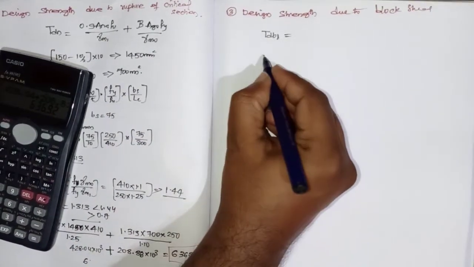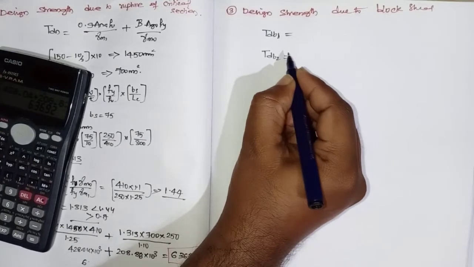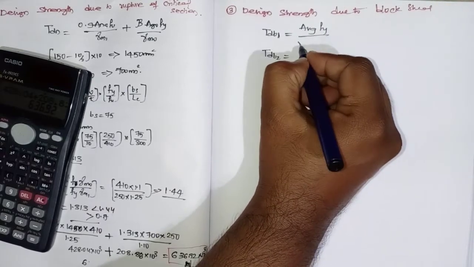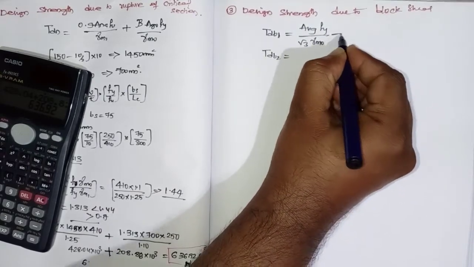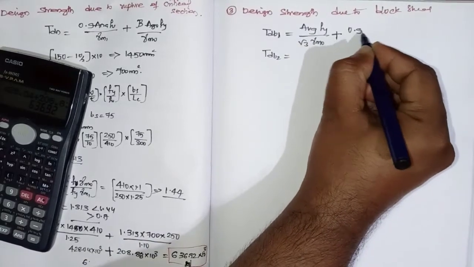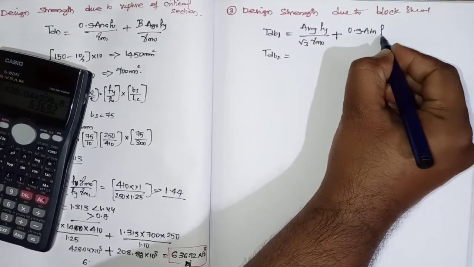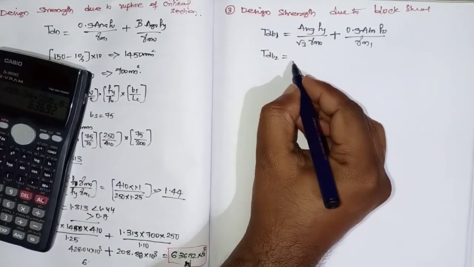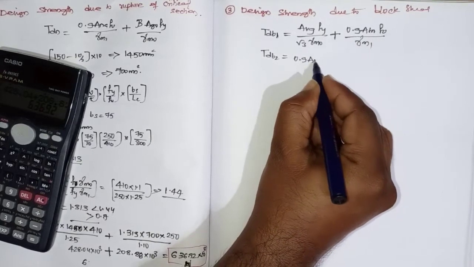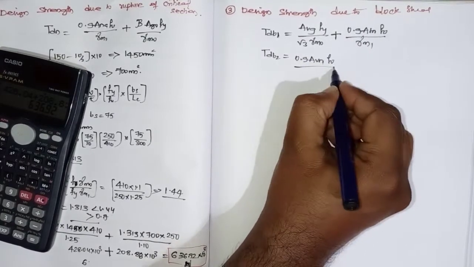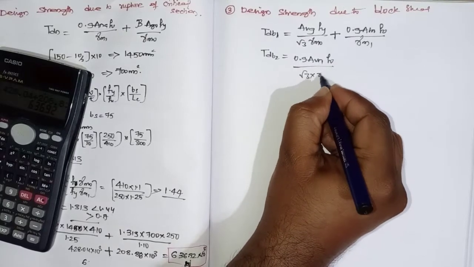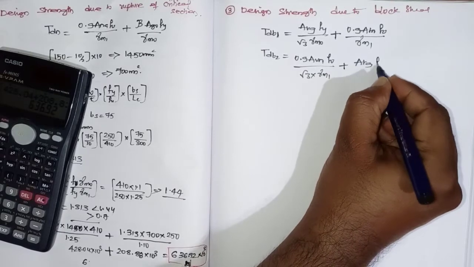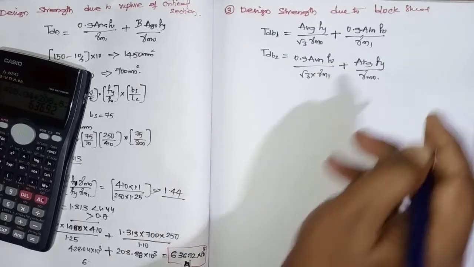TDB1 next to TDB2. TDB1 is what? AVG Fy by root 3 into gamma m naught plus 0.9 ATN Fu by gamma m1. This is one formula. Another one is what? 0.9 AVN Fu by root 3 into gamma m1 plus ATG Fy by gamma m naught.